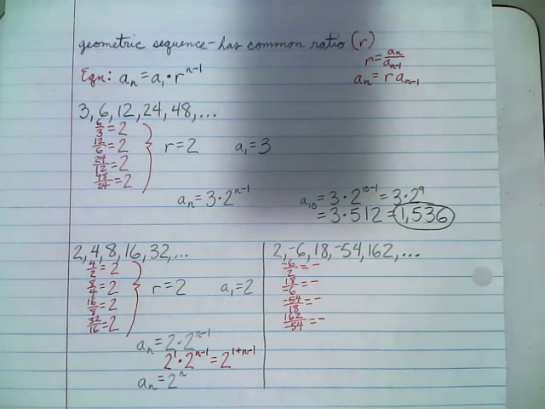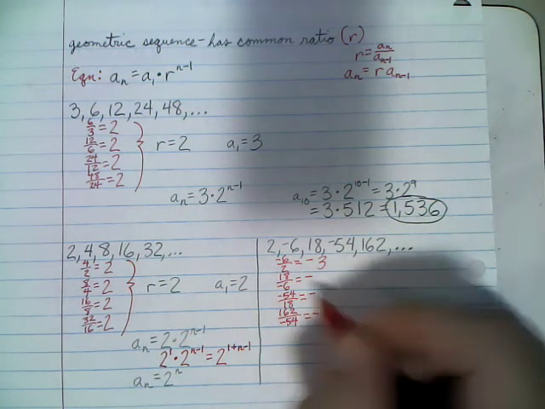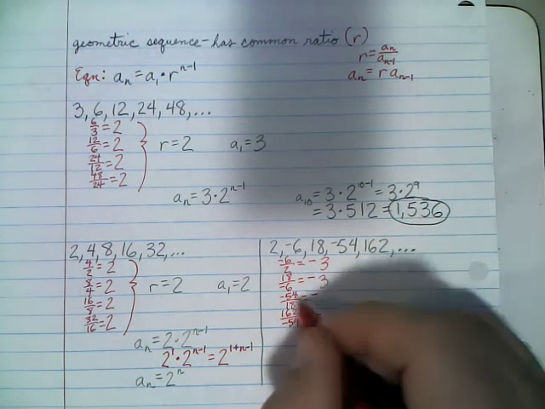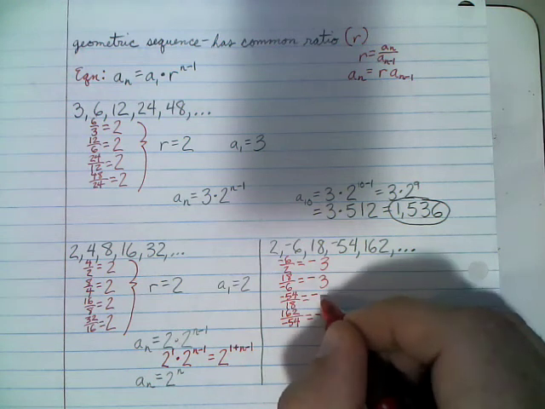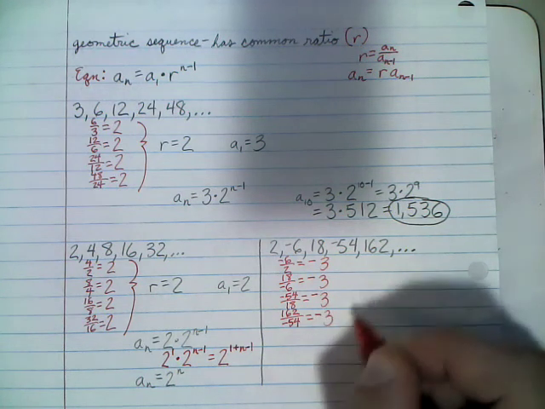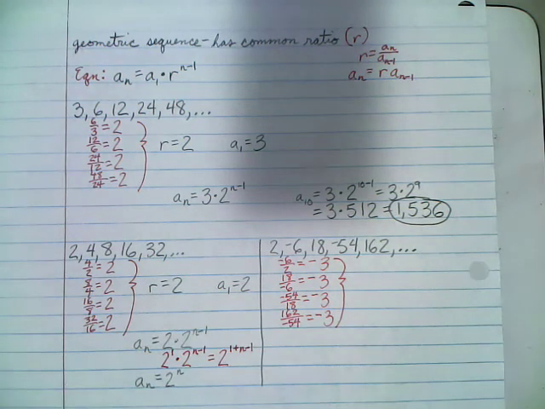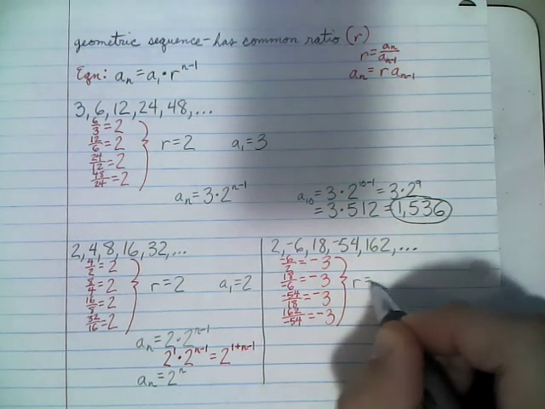So it's not just a matter of finding out what. So 6 divided by 2 is 3. 18 divided by 6 is 3. 54 divided by 18, you can probably guess it, but sure enough, you're right, it's 3. And 162 divided by 54, yeah, again, is 3. So do we have a constant ratio here? Yes. But this time my constant ratio is a negative.